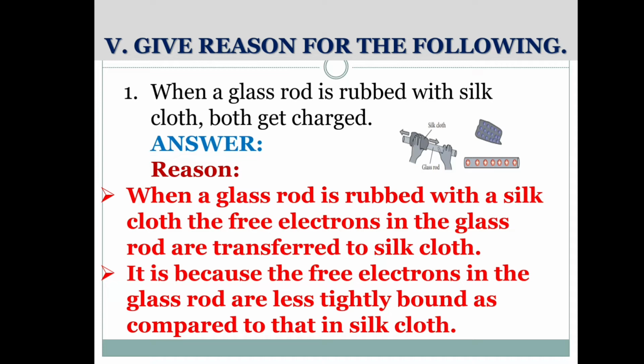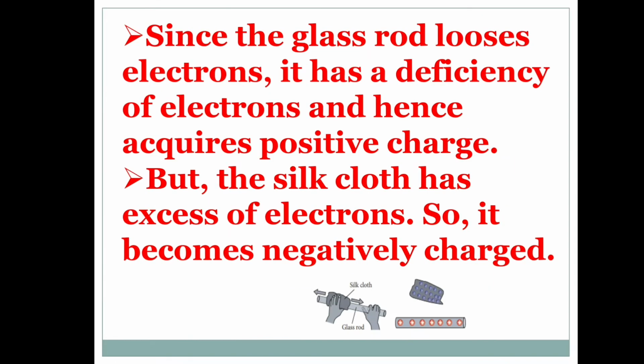When a glass rod is rubbed with a silk cloth, the free electrons in the glass rod are transferred to the silk cloth. It is because the free electrons in the glass rod are loosely bound as compared to those in the silk cloth. Since the glass rod loses electrons, it has a deficiency of electrons, hence it acquires positive charge, but the silk cloth has an excess of electrons, so it becomes negatively charged.